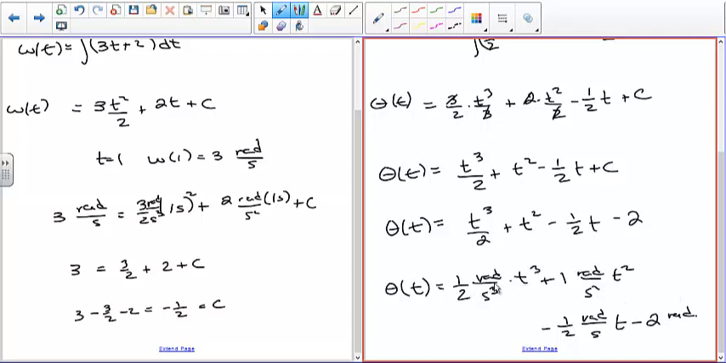So if you look at the units, you have seconds cubed divided by seconds cubed, so you'll end up with radians here. You have seconds squared divided by seconds squared, you end up with radians. You have seconds divided by seconds, you get radians, and you get radians. So everything here works out correctly as far as the units are concerned. So that's the first part.